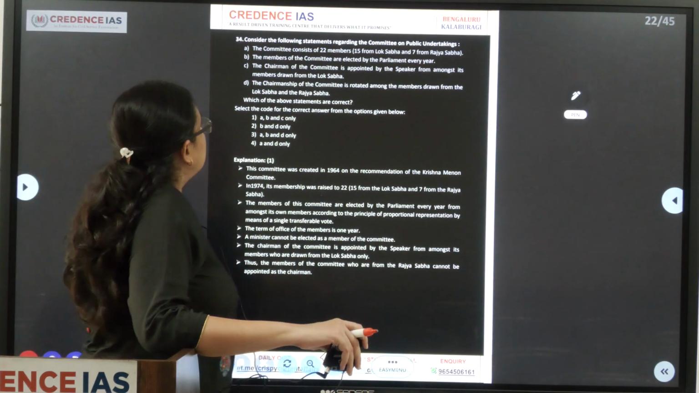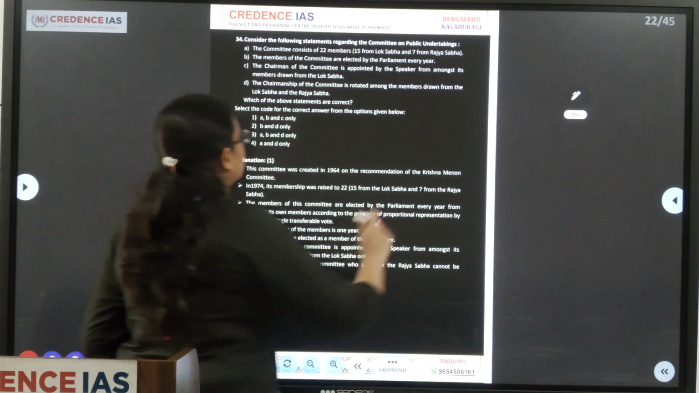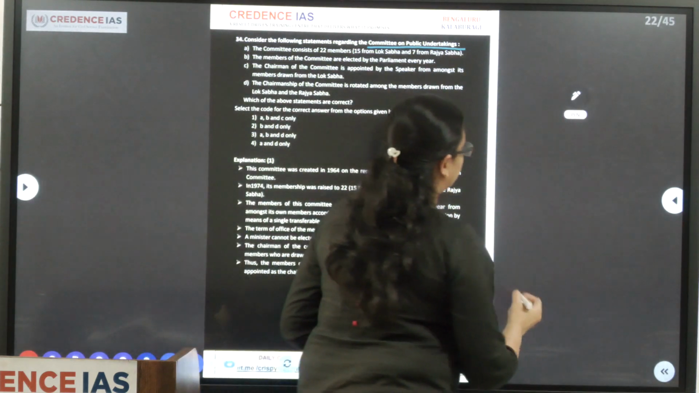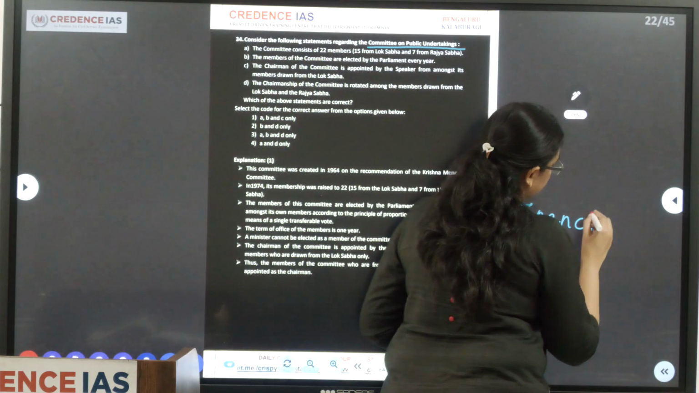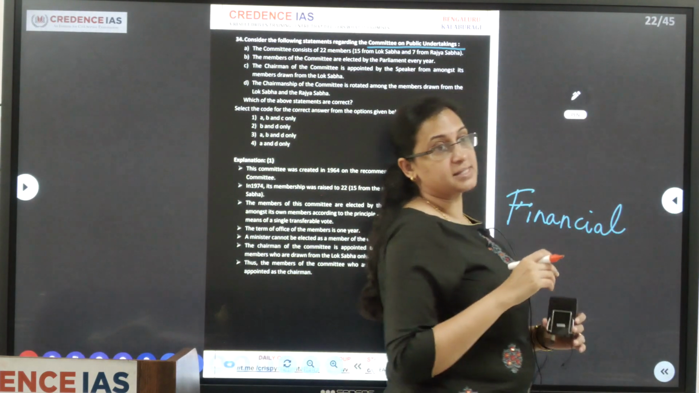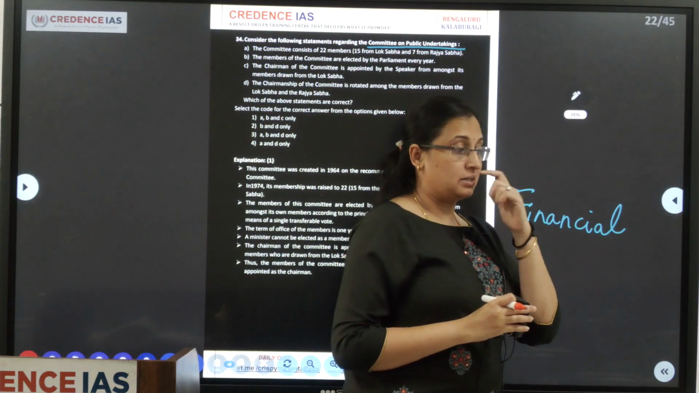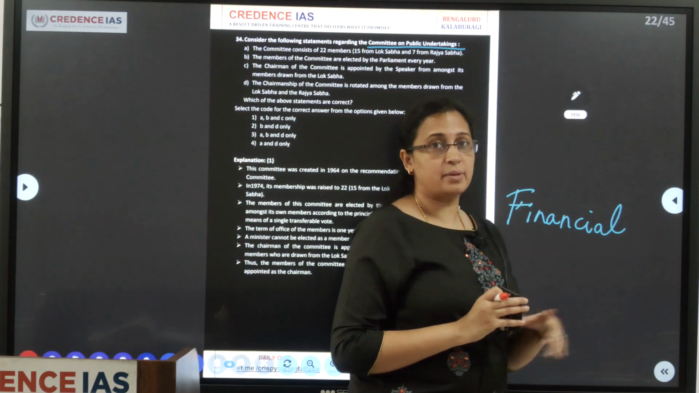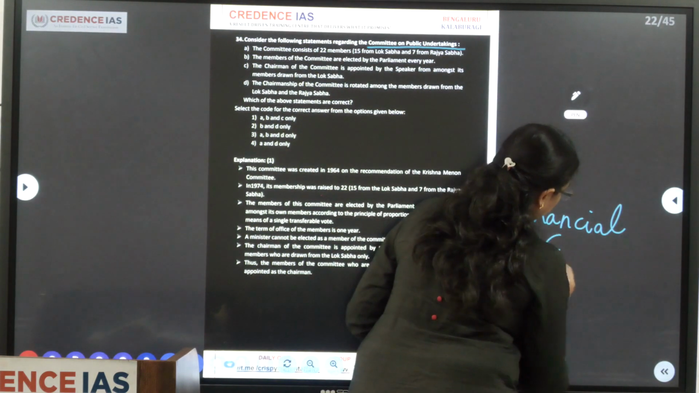Next, consider the following statements regarding the Committee on Public Undertakings. See, in Parliament, there is a concept called standing committees and ad hoc committees. Okay, they are the committees set up. Standing committees or permanent committees, whereas ad hoc committees or temporary committees, they are set up among the members of the Parliament.